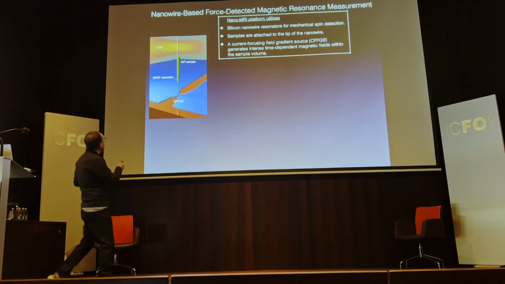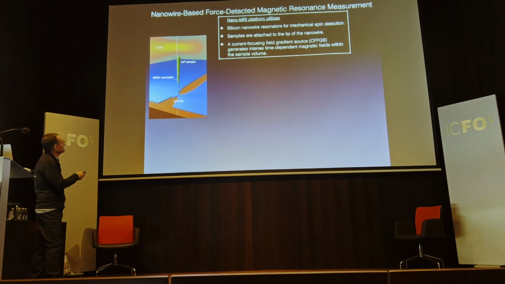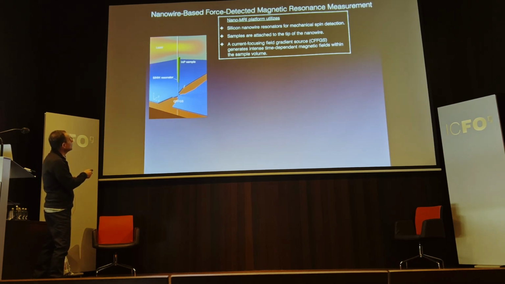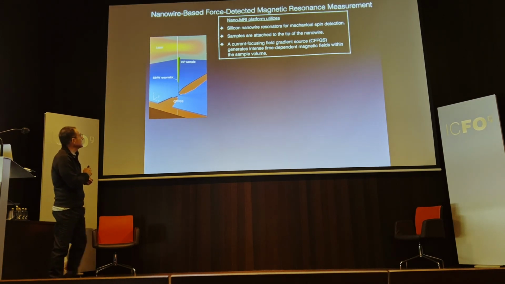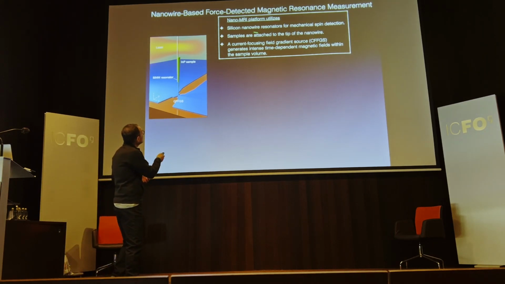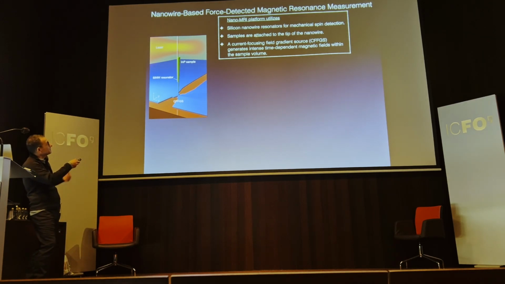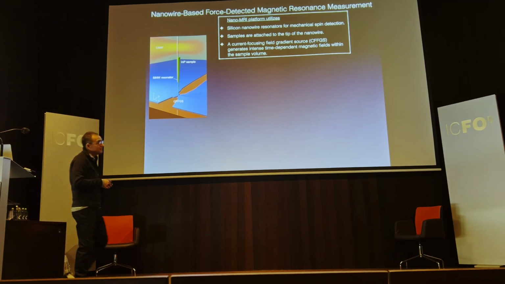How do we make measurements? We use silicon nanowires as cantilevers. We attach our sample for the experiments I'm going to talk about. It's an indium phosphide sample. We're looking at the phosphorus atoms in that sample. We attach that indium phosphide nanowire to the side of the silicon nanowire. So the silicon nanowire acts as a very sensitive mechanical sensor, and we use what we call a CFFGS.